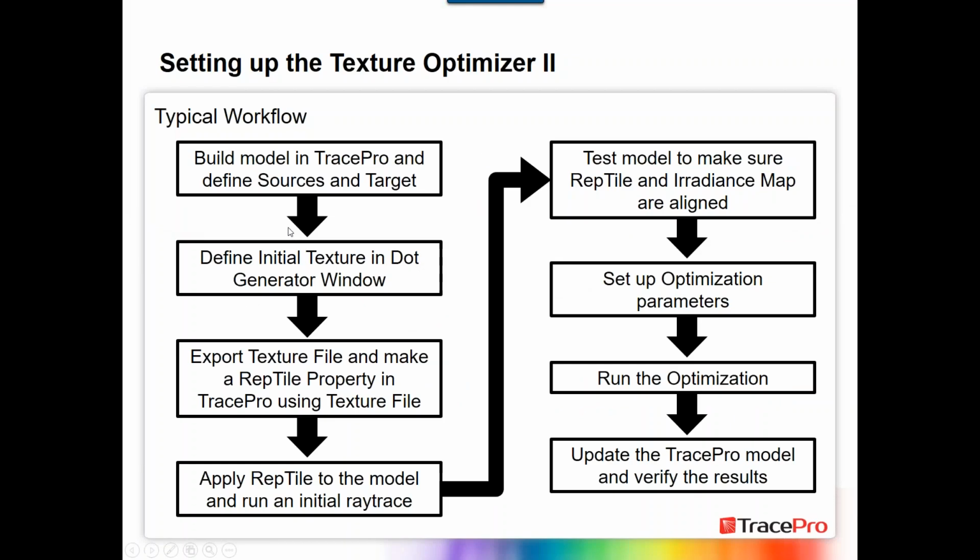So here's the typical workflow. We build the model in TracePro, defining sources and targets, define the initial texture in the dot generator window, export the texture file and make a RepTile property in TracePro, apply the RepTile property to the model, run an initial ray trace. I always like to do that, make sure everything's set up right. Test the model to make sure RepTile and a radiance map are aligned, set up the optimization parameters, run the optimizer, and then update the TracePro model and verify the results.